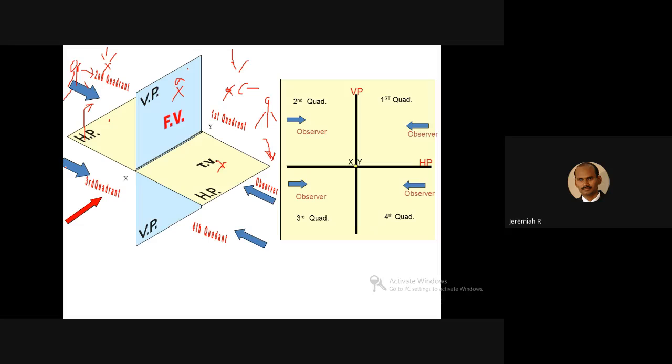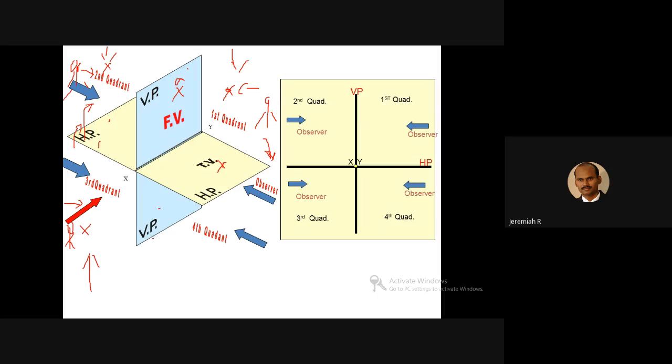This is the second quadrant, and there's a point here. So a point is below HP and the backside is called behind VP. A point is below HP but behind VP. Here the observer, when you just see from here, you get a point here. This is a front view. Top view means he has to see from here. You'll get something here, top view. When you rotate here, you'll get this. You'll get above XY line.